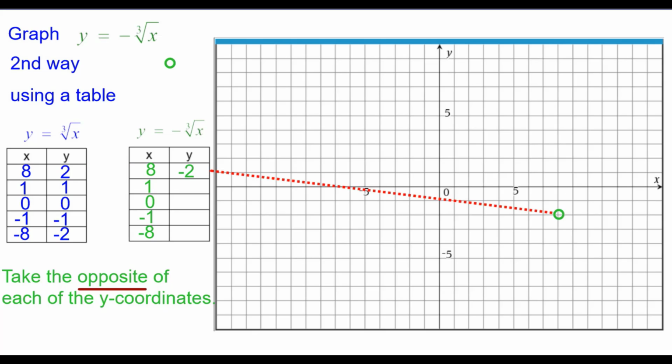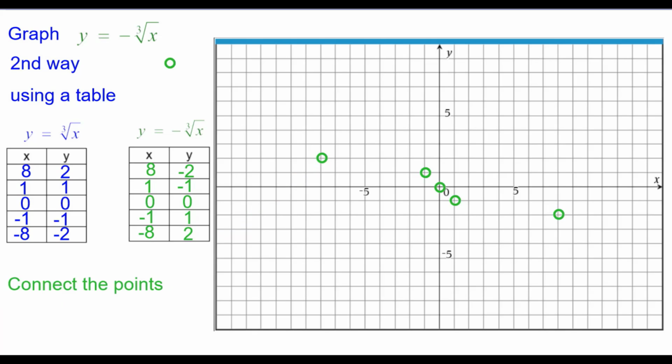So we'll plot 8, negative 2. The opposite of 1 is negative 1, so 1 comma negative 1. The origin, the opposite of that is still the origin. Opposite of negative 1 is positive 1, so left 1, up 1. And the opposite of negative 2 is positive 2, so left 8 and up 2.